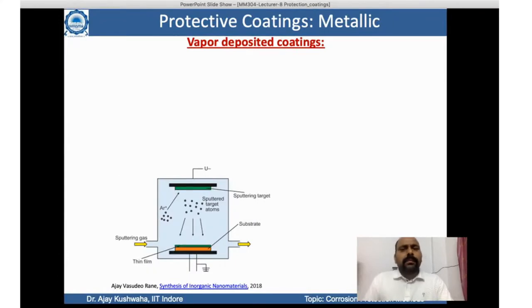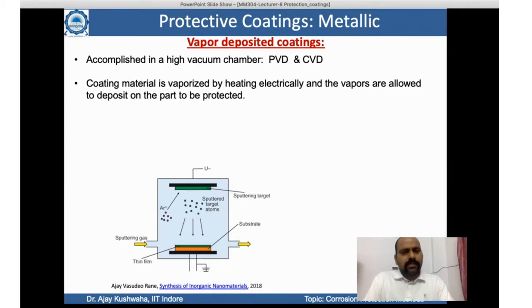Next one is the vapor deposited coating. Here we prepare the vapor of metals, and that can be deposited under vacuum conditions. Well-known systems are chemical vapor deposition and ion beam deposition. These names are there. It is accomplished in a high vacuum chamber, PVD and CVD. The coating material is vaporized by heating electrically, or the vapor is created by some other means also.